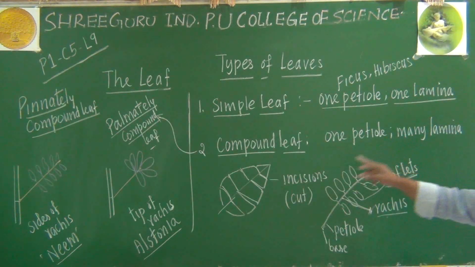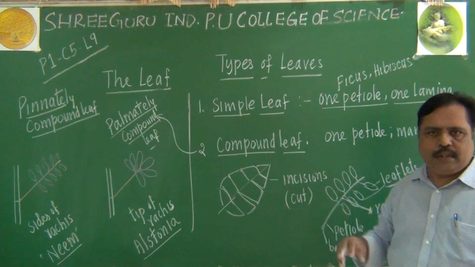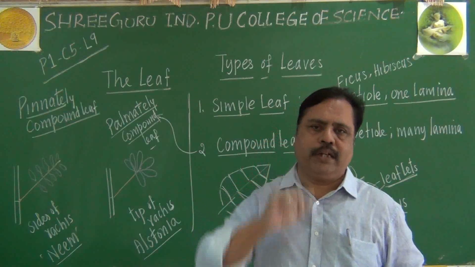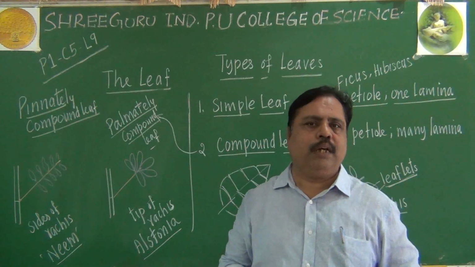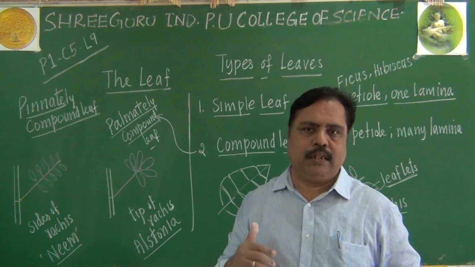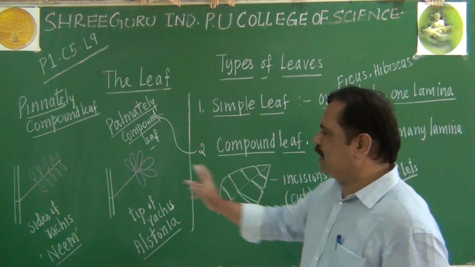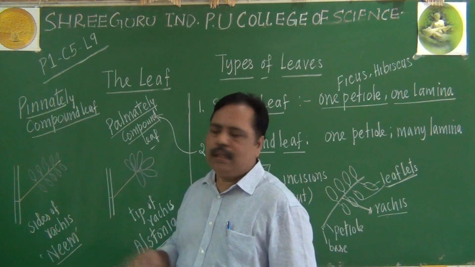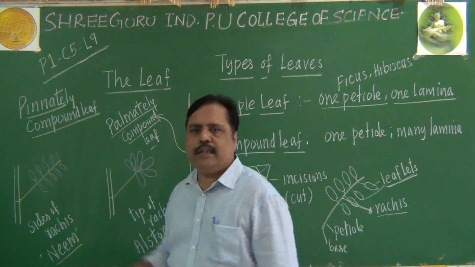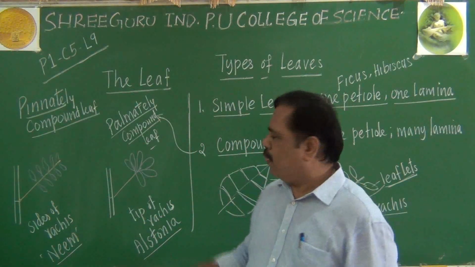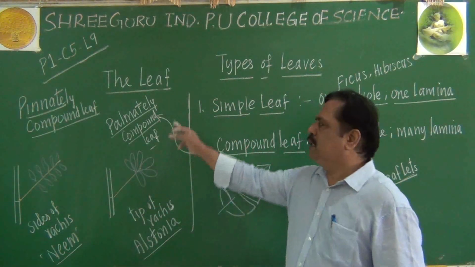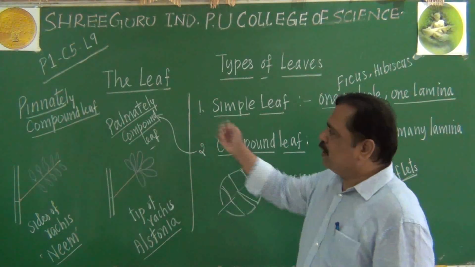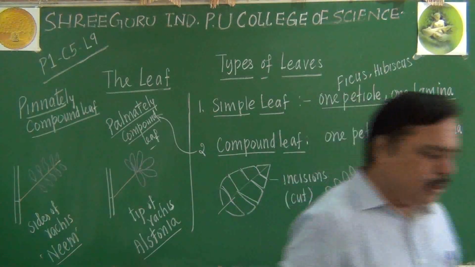How many lamina are formed? Due to incisions. If the incisions are very deep, we will get small lamina. Those small lamina are called what? Leaflets. That arrangement of leaflets can be either on the sides or at the tip of the rachis. If it is on the sides of the rachis, it is neem tree, pinnately compound. If it is at the tip of the rachis, it is palmately compound. Example, Alstonia. Please make note, we will come to another point of the leaf.